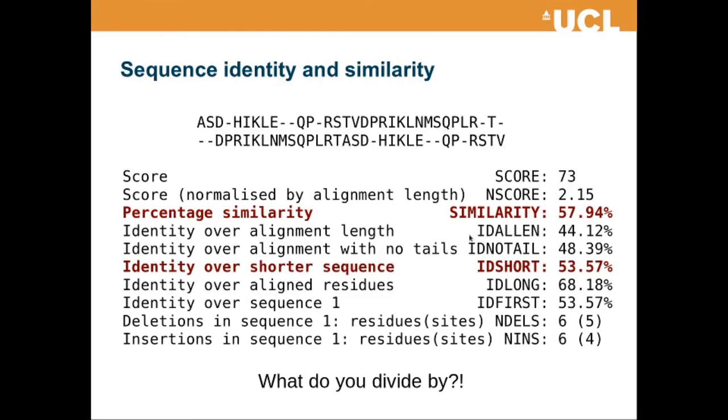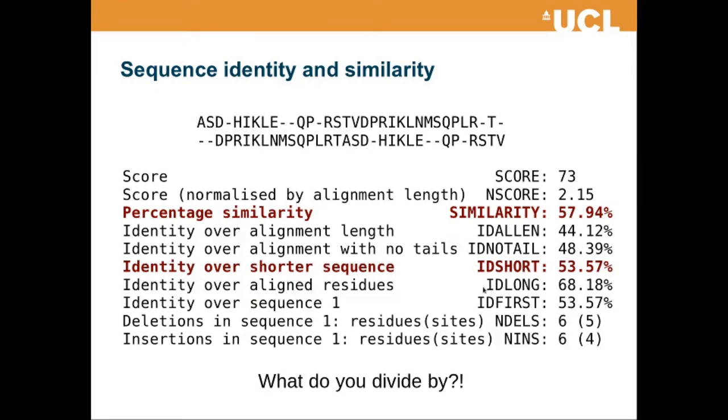Now, when we come to describe the identity, where we're just scoring the number of matches divided by something, the question is, what should that something be? We could divide by the overall length of the alignment from here to here. That would give us this value. We could score over the alignment length with no tails, which is what I mentioned on the previous slide. So from here to here. We could divide by the length of the shorter sequence, and that's quite commonly done, because again, you can never score more than what the shorter sequence has.